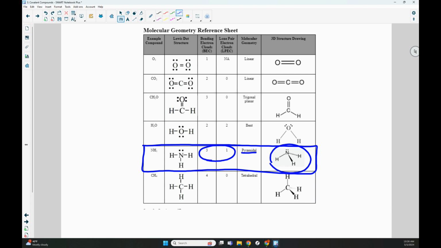So you understand how these drawings work. Again, we're trying to show a 3-dimensional shape on a flat piece of paper. So this wedge right here is trying to show that that particular hydrogen atom is coming out of the page towards you. And then this dash line right here is trying to show that that particular atom, that hydrogen, is going behind the page. And then this hydrogen right here is in the same plane as the page with the nitrogen. Okay, so let's go see if we can draw that.